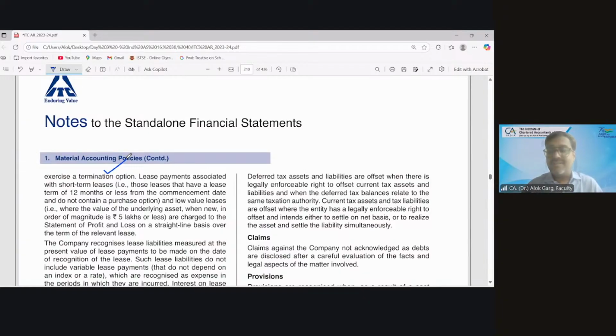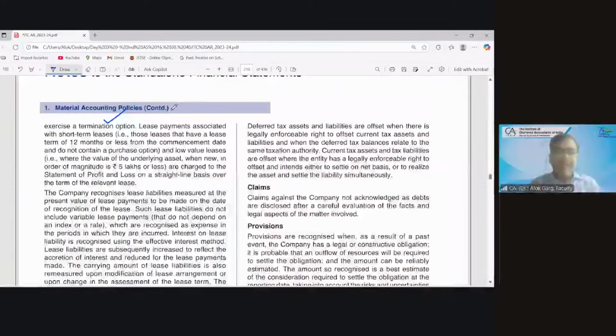Remember what is written. There must be an economic incentive, meaning reasonable certainty, to avail the optional renewal period, or there is an economic incentive, meaning reasonable certainty, to not avail the termination option. Then what have they written? Lease payments associated with short-term leases, that is, those that have a lease term of 12 months or less from the commencement date and do not contain a purchase option.